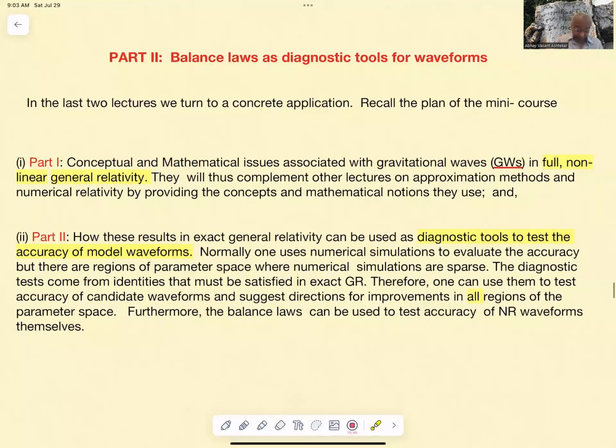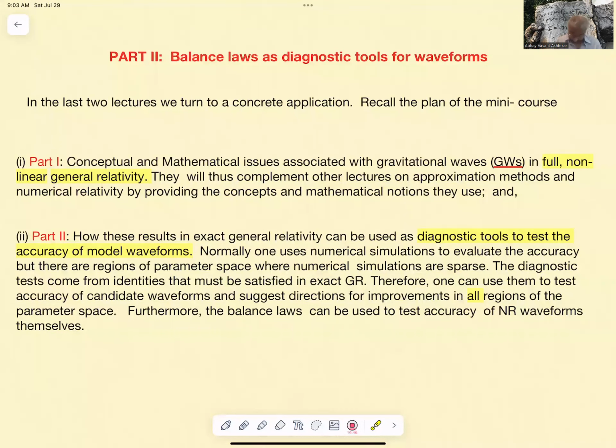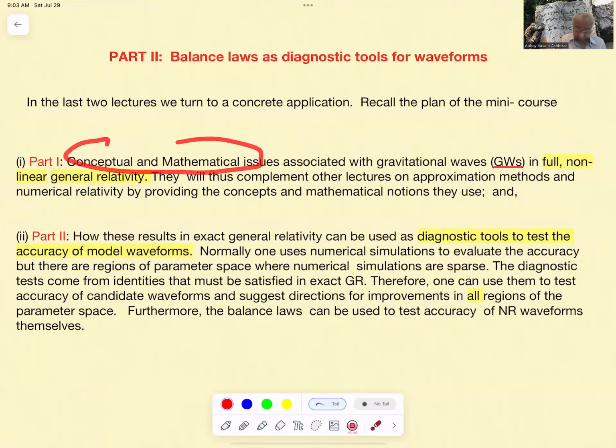The first part was devoted to conceptual and mathematical issues associated with the gravitational waves in full nonlinear general relativity.